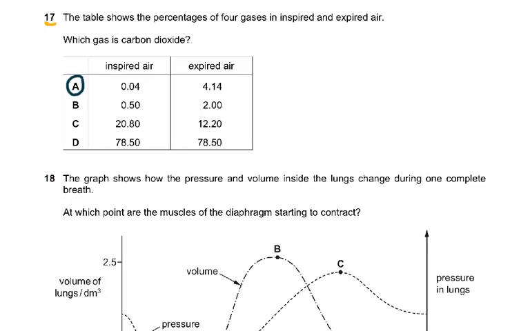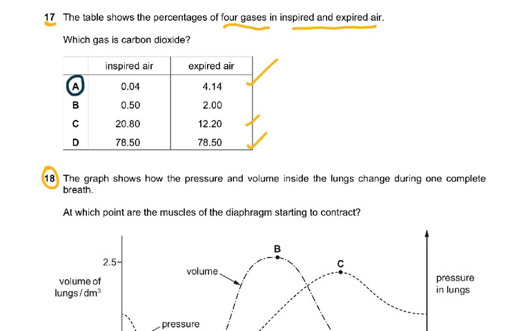Then question 17. The table shows the percentage of four gases in inspired and expired air. Which gas is carbon dioxide? Now, this is something which you have to remember. It's rote learning. Carbon dioxide is 4.0 percent in expired air, so the answer was A. This would probably be oxygen. This is nitrogen, and 0.5 to 2 must be some other gases.